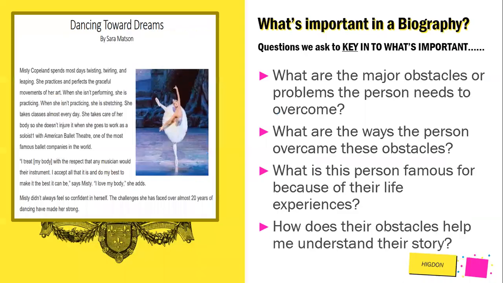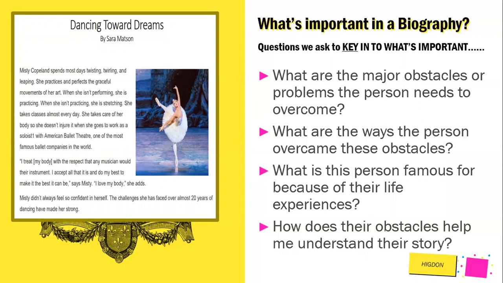The first text we'll read this week is about Misty Copeland. In the text Dancing Toward Dreams, we will practice reading biographies and gathering those key details to determine the main idea. But what's important in a biography? The first thing that's important in a biography is to find those obstacles in their life story and to find the most important obstacle that the individual faced.